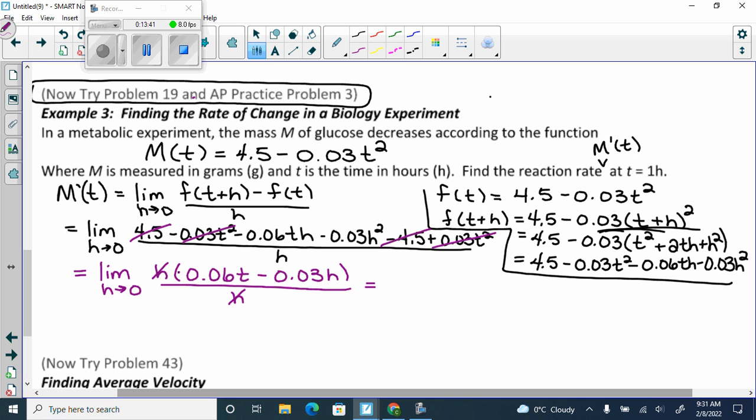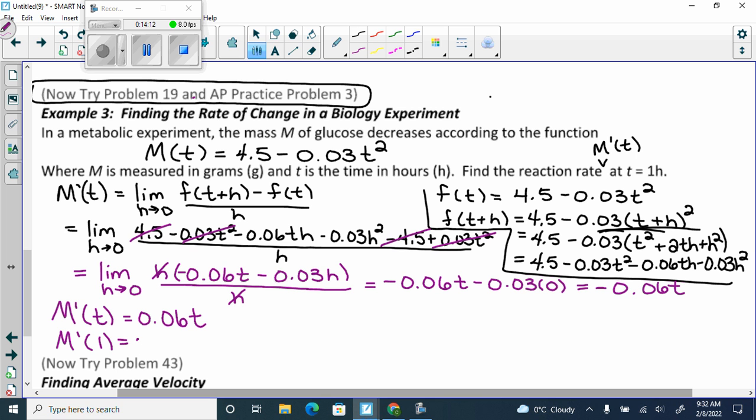So I get negative 0.06 t minus 0.03 times 0, which equals negative 0.06 t. So I'm going to rewrite that as m prime of t equals negative 0.06 t. So that's the tangent slope for the instantaneous rate of change at any t, correct? But they want it at 1. So we get m prime of 1 equals negative 0.06 times 1, which is negative 0.06.